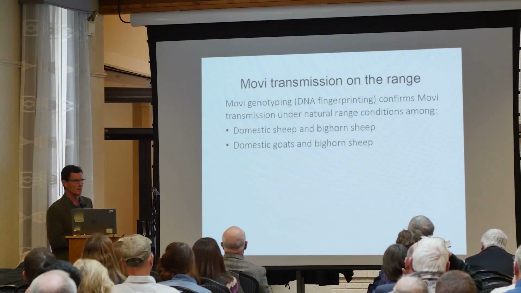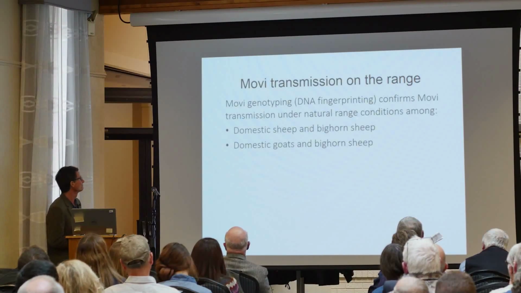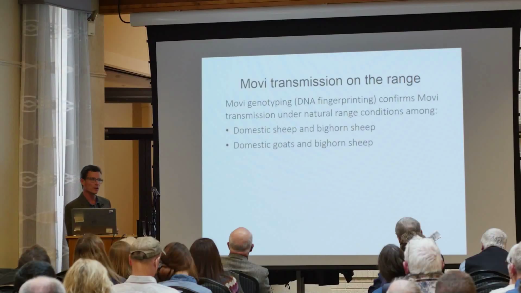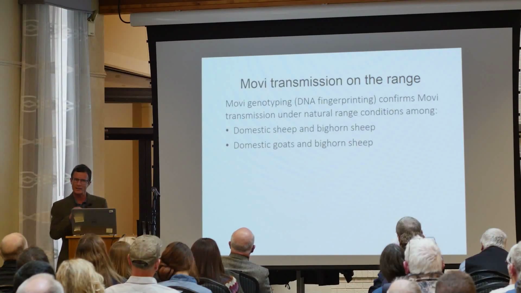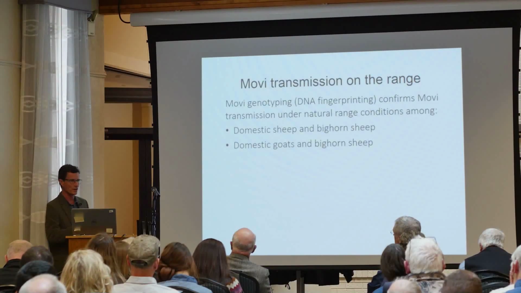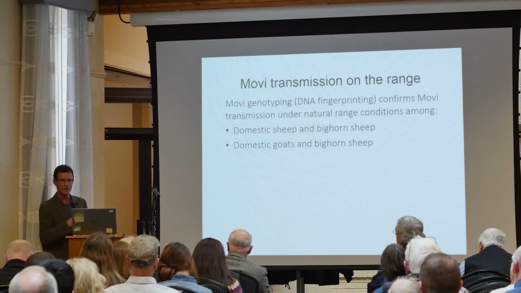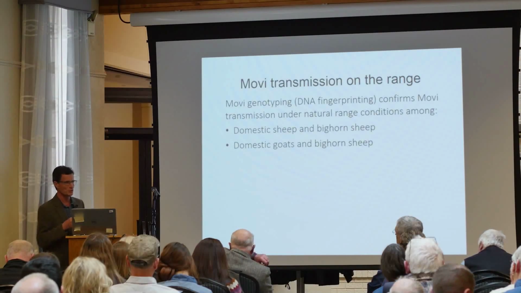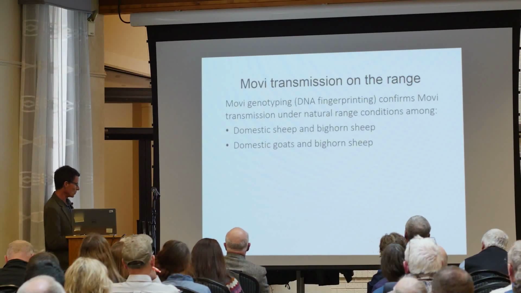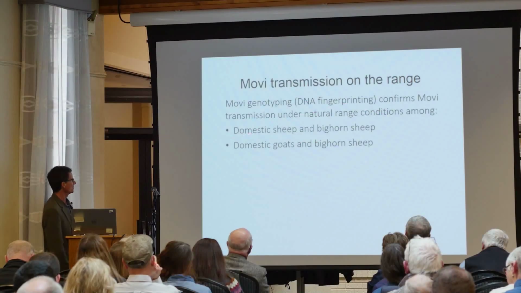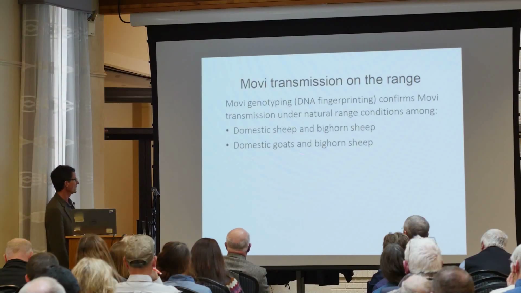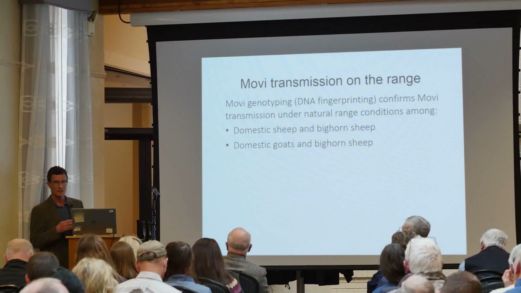So my next slide is MOV transmission on the range. So it's a timely question. We've used this DNA fingerprinting to identify strains, and when you find the same strain in animals that have come into contact, it implies strongly that the strain transmitted, because the diversity of these within MOV is so great, the chances of finding the same strain by chance alone in two animals after they came into contact is very low. So we have examples under natural range conditions where domestic sheep encountered bighorn sheep, both of them carrying the same strain of MOV, and domestic goats and bighorn sheep, both of them carrying the same strain of MOV.